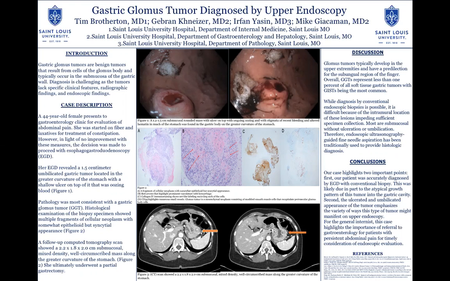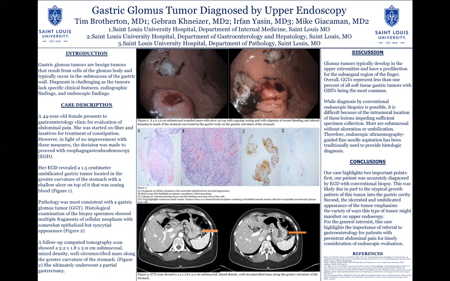You can see images of that tumor from the endoscopy in figure 1, which is at the top of the poster. You can see the umbilicated appearance and actually that the tumor was oozing blood during the endoscopy actively. Now, grossly on endoscopy, this was thought to most likely represent a gastrointestinal stromal tumor. However, to everyone's surprise, the pathology ended up being most consistent with a gastric glomus tumor.